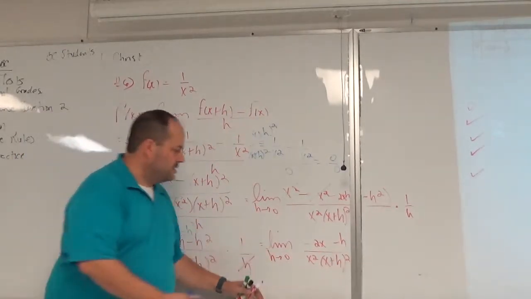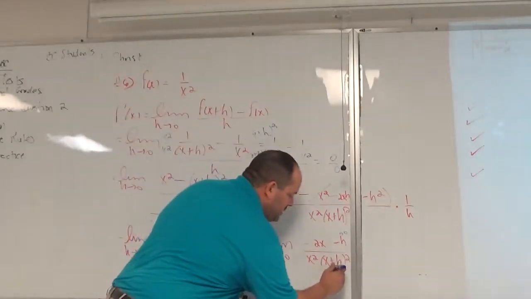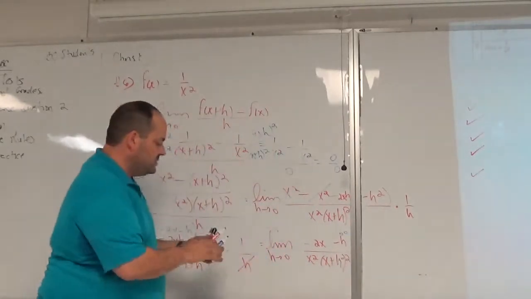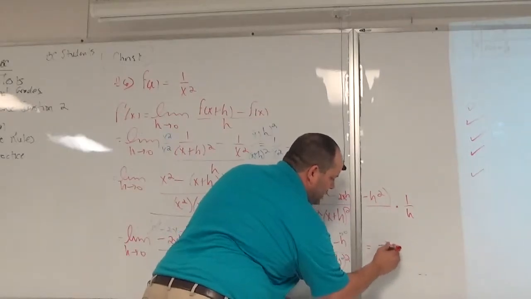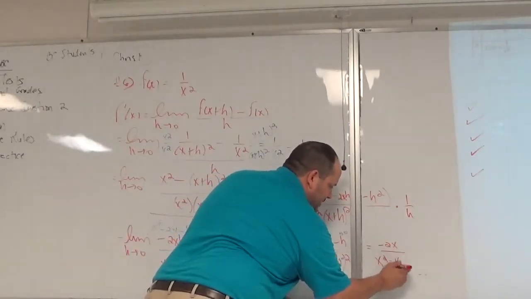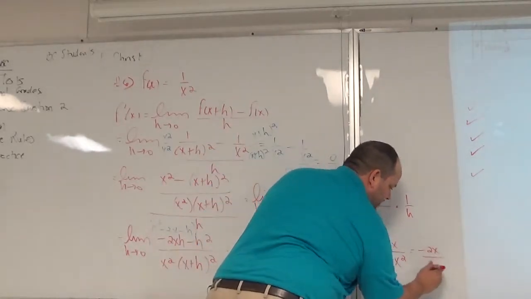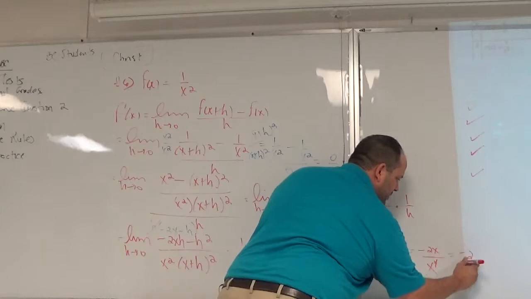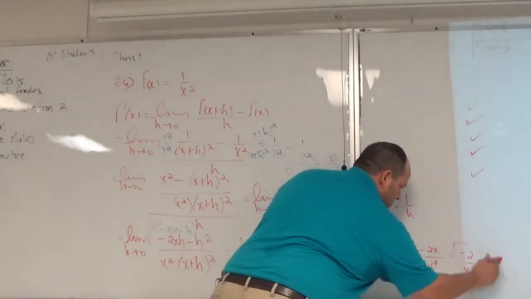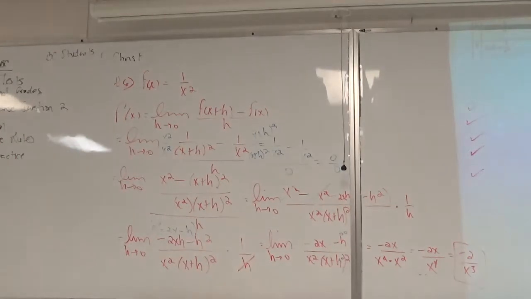Take the limit as h goes to 0. That part's 0. This guy over here goes to 0. In the numerator, I've got negative 2x. In the denominator, I've got x squared times x squared. That's negative 2x over x to the fourth, which simplifies to negative 2 over x cubed. The derivative is negative 2 over x cubed.